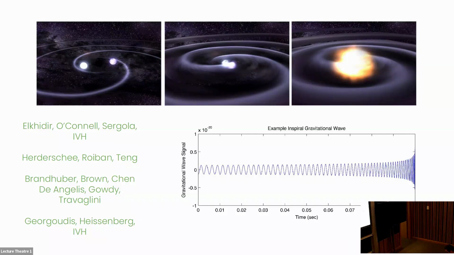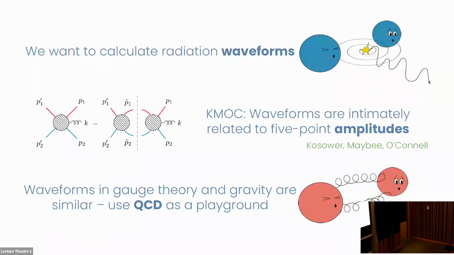I'll be looking at this radiation at one loop because, as you know, these experiments keep getting better, and the signal to noise ratio is going to get more and more complicated. So it's important to get these higher order corrections to this radiation.